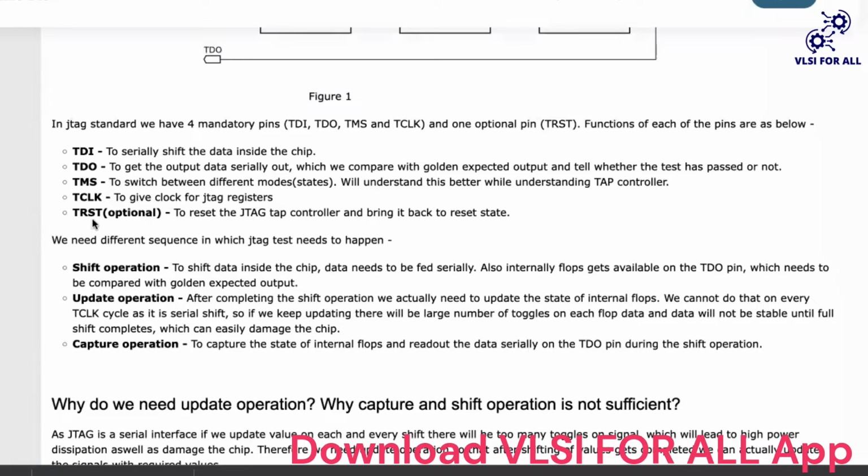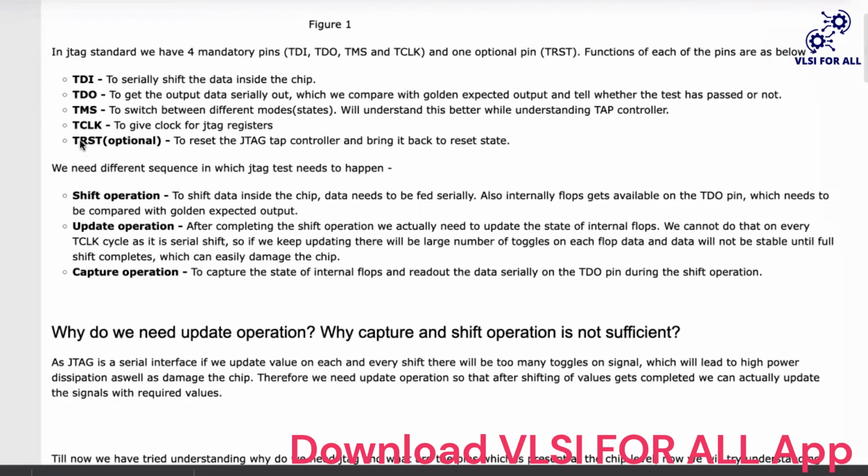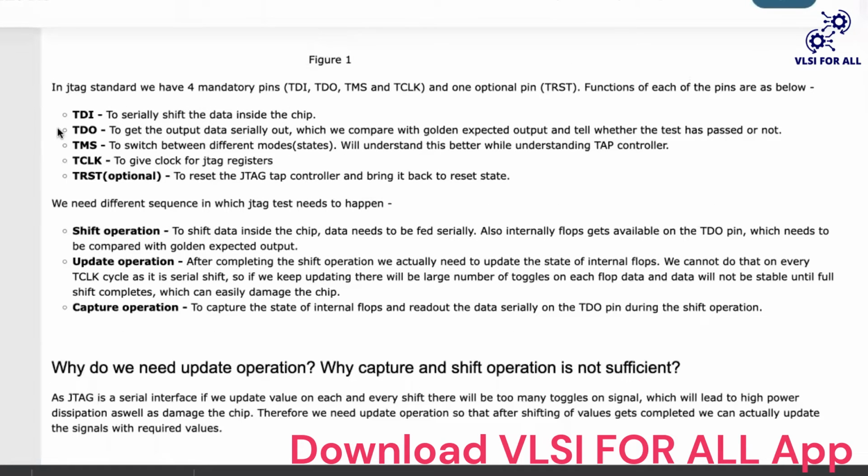Okay, so reset is an optional pin. You will try to understand why it is optional, because reset should be needed for JTAG, but we will understand that when we touch upon the TAP controller part. So just keep these questions in mind: why do we need TMS and why do we need TRST? Other than these, is it clear till now? Any doubts in these 3, TDI, TDO, and TCLK?